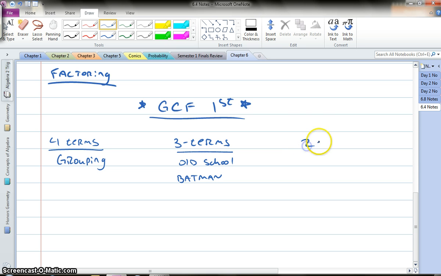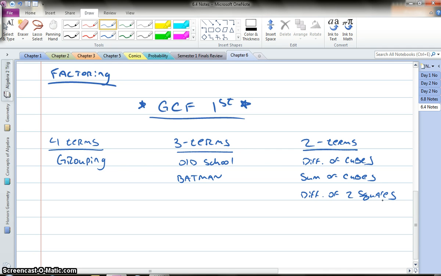Now, if we're talking about two terms, we have a difference of cubes, which we did in the first example. We have sum of cubes, which we did in the second example. And then we have difference of two squares, which we did in previous chapters, and we kind of just reviewed in that last grouping problem too, because we had to take it a step further. So now we actually have 1, 2, 3, 4, 5, 6 different ways of factoring. Not to mention GCF, which pretty much is involved in every problem here moving forward.